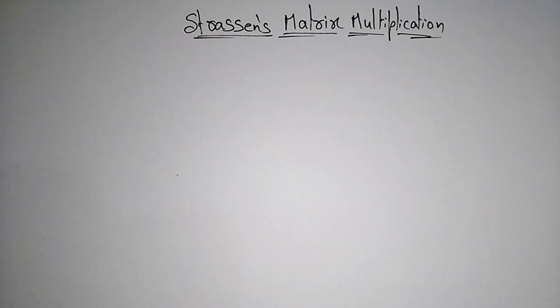Students, coming to the next topic, that is Strassen's matrix multiplication. This is one of the examples of the divide and conquer method. In the previous videos I explained different divide and conquer examples: merge sort, binary search and quick sort. Now the next example for the divide and conquer method is Strassen's matrix multiplication.